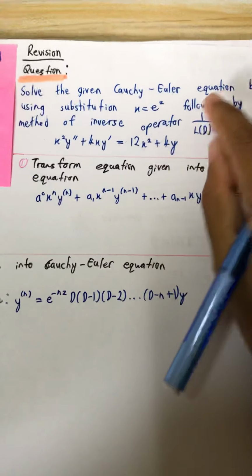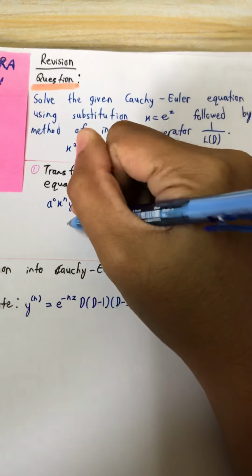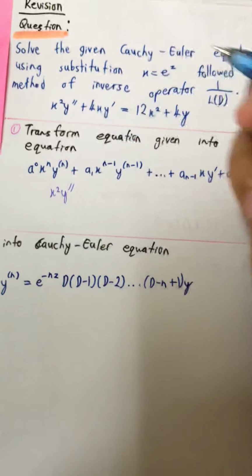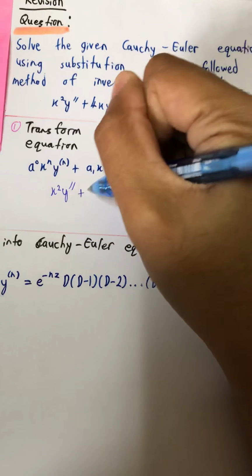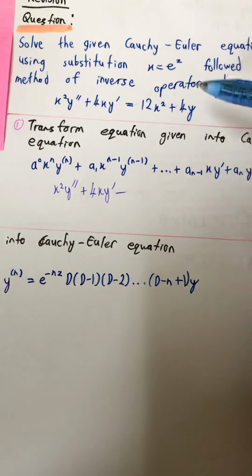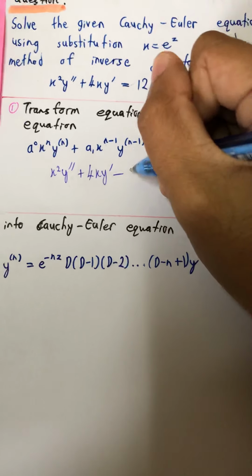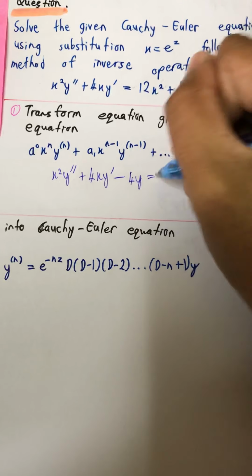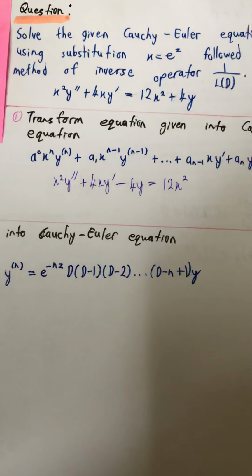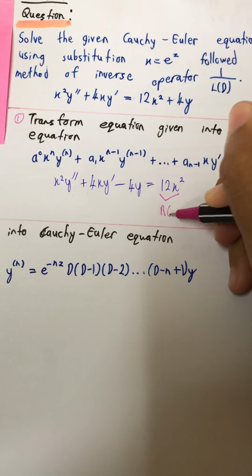So here we move 4y into the left side, so it becomes x squared y double prime plus 4x y prime minus 4y equal to 12x squared. So here our function of x is 12x squared. This is our function of x.